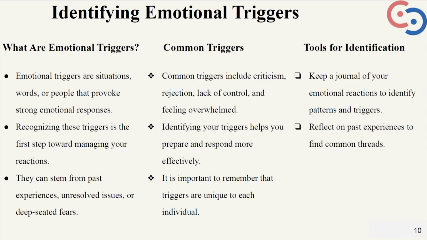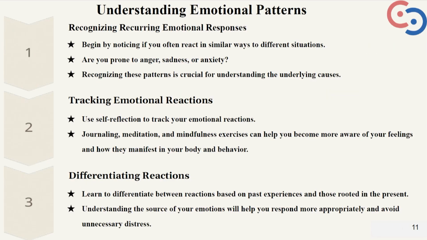Keep a journal of your emotional reactions to identify patterns and triggers, and also reflect on past experiences to find common threads. And how you can understand emotional patterns: recognizing recurring emotional responses. Begin by noticing if you often react in a similar way to different situations. Are you prone to anger, sadness or anxiety? Recognizing these patterns is crucial for understanding the underlying causes. And the second thing can be tracking emotional reactions.